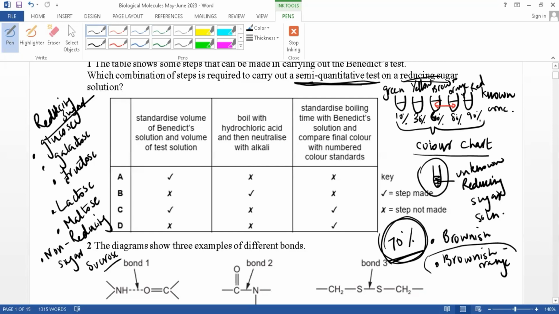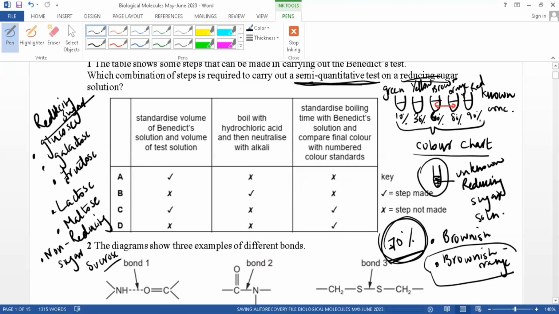So I'm going to make a color chart against their percentage concentrations. I'll write the colors, then I'll take the unknown reducing sugar solution, do the Benedict test on it, and observe the color. Let's suppose I get a brownish orange color. It will direct me to between the brown and orange test tubes, one is 60% and the other is 80%. So I will roughly estimate that my unknown concentration lies between brown and orange, so it would be about 70%. That is my rough estimation.